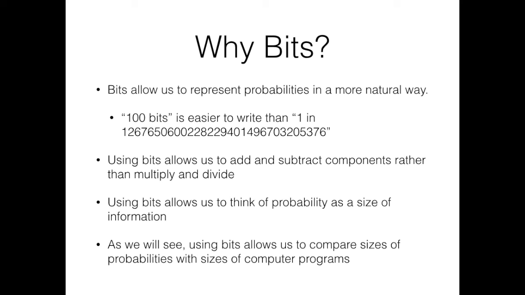We can also use bits to allow us to think of probability as a size of information. So a low probability event is a large amount of information. And then when we use bits, we can also compare sizes of probabilities with sizes of computer programs. And we'll get to that in a minute.